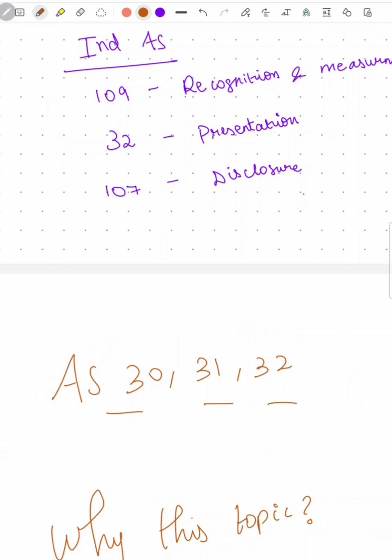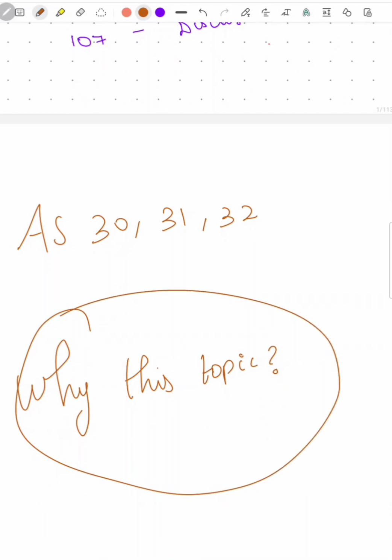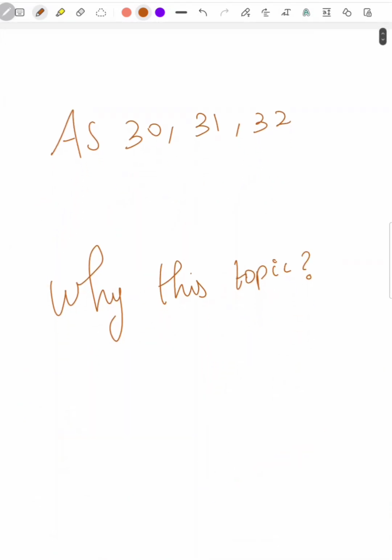Okay. So now why this topic? Why are we going to study about the financial instruments topic? That is what we are going to see now.